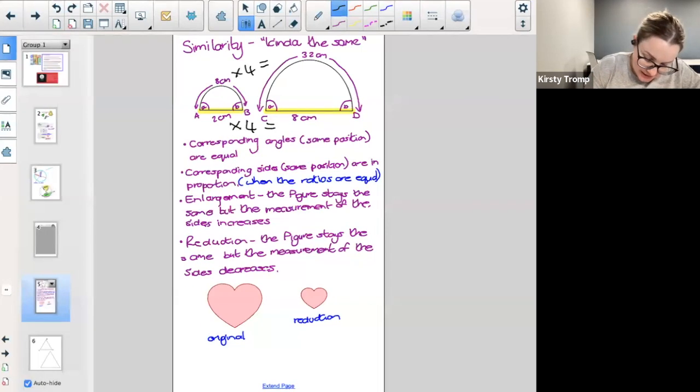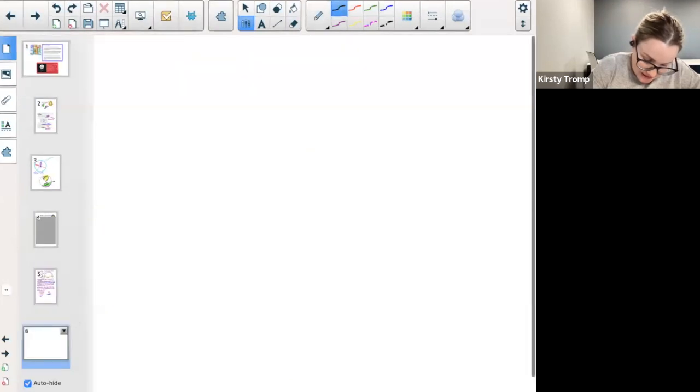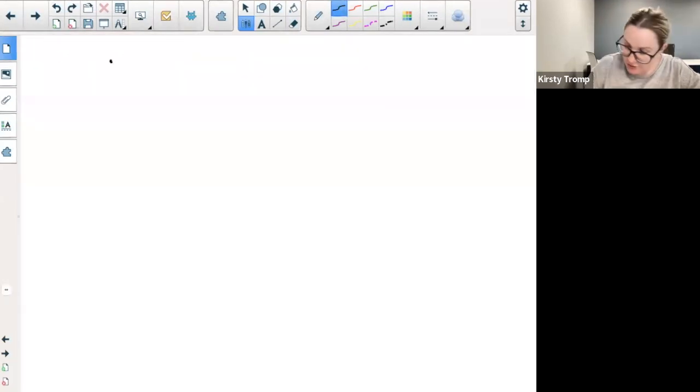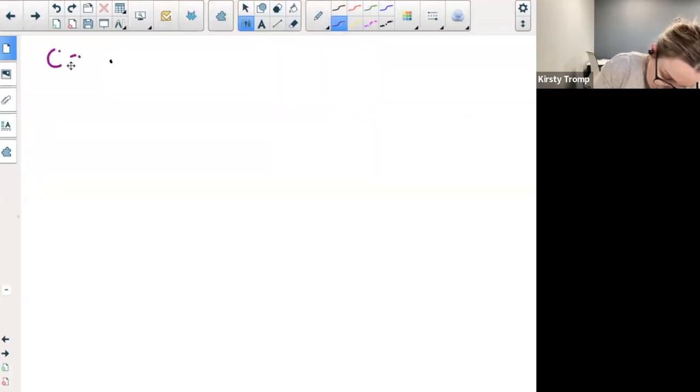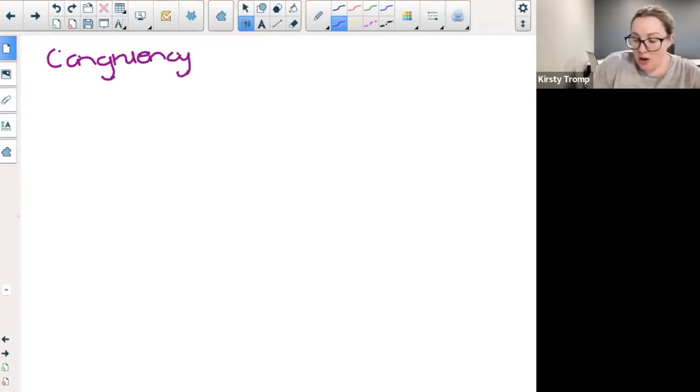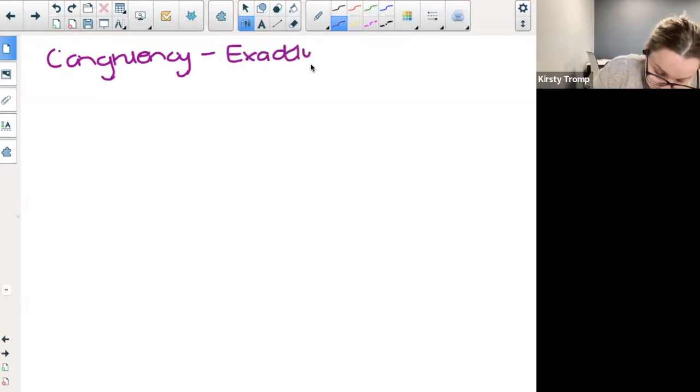Let's have a look now at the next concept. The next concept that we have to do is congruency. So now we're going to look at what we call congruency. Okay, congruency. Now, what does congruency mean? On Monday, I told you that congruency means exactly the same.